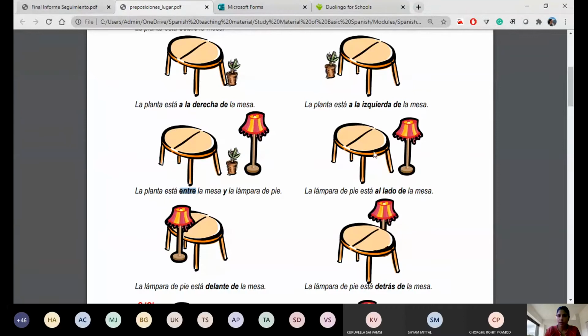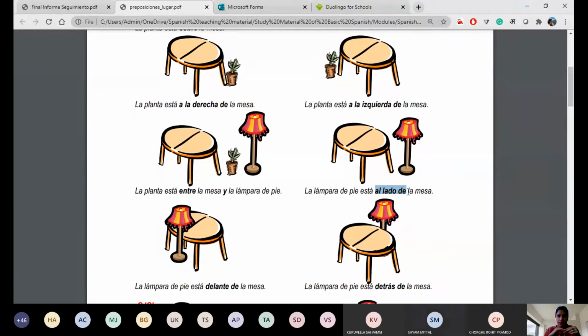Okay, now the plant is not there, so you have to locate the lamp. Where is the lamp? The lamp is beside the table or to the right of the table. Both locations would be correct, but since we are learning, we will do beside the table. So la lámpara está al lado de la mesa. Here you have to remember al lado de la mesa, beside the table. So again we have done two here. La planta está entre la mesa y la lámpara. La lámpara está al lado de la mesa.